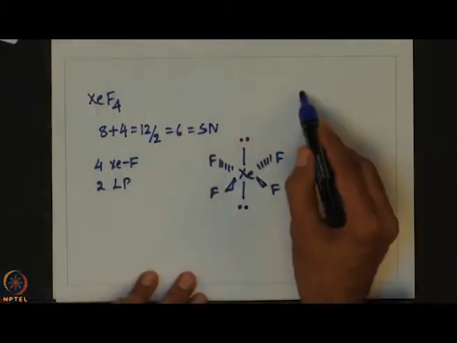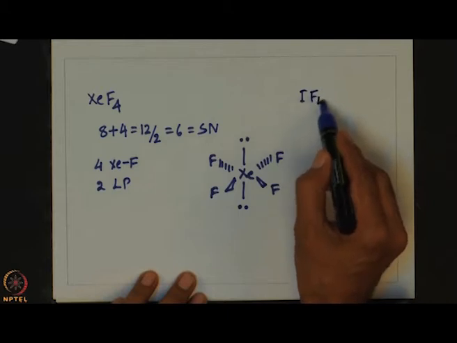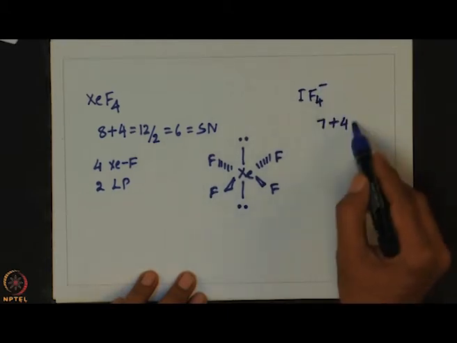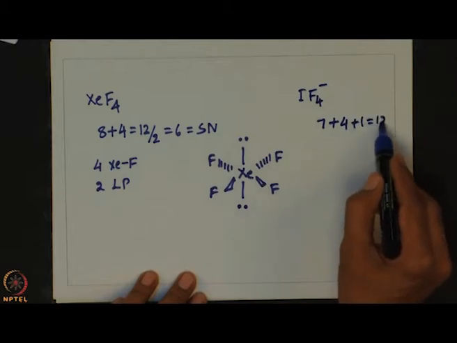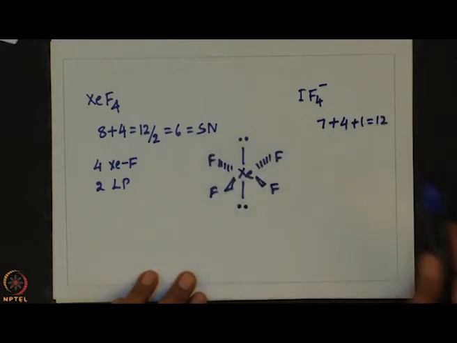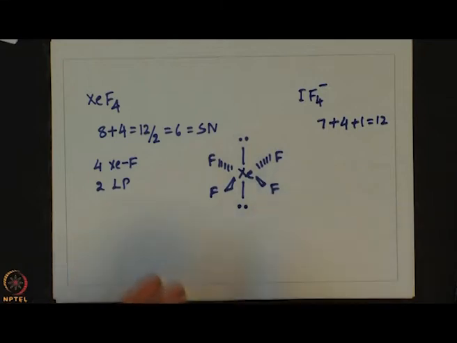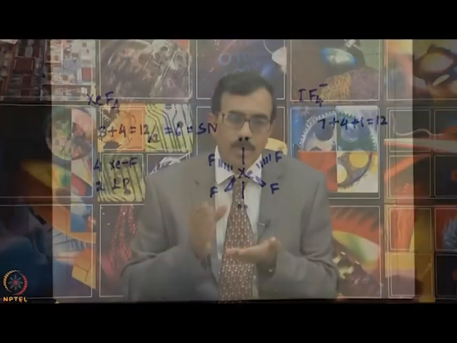Similarly, one can also look into IF4 minus. In case of IF4 minus, iodine is giving 7, plus fluorine atoms are giving 4, and plus 1 electron is there. So 12 electrons are there, but again the steric number is 6. Again the geometry is octahedral, and all the I-F bonds will be in the plane, giving a square planar shape. The geometry is still octahedral.